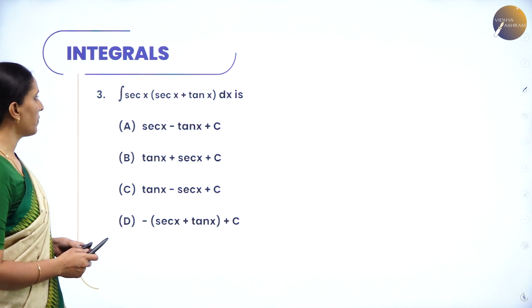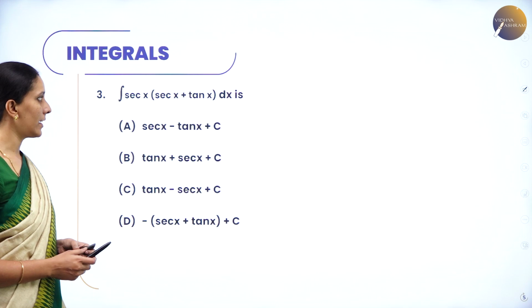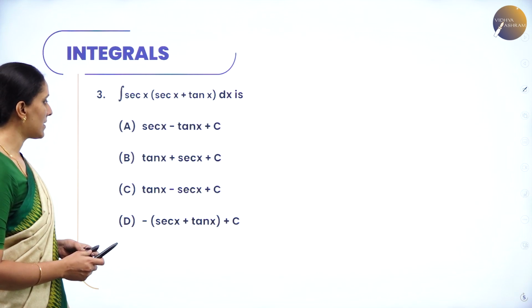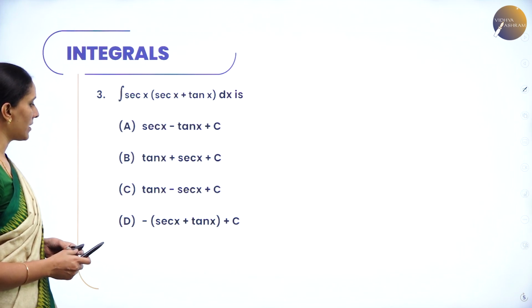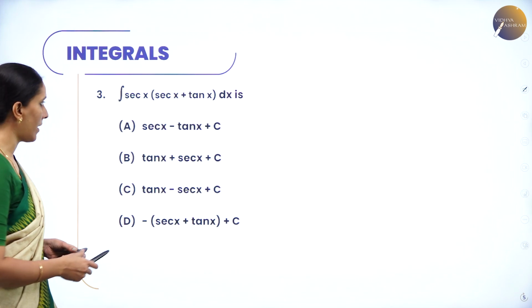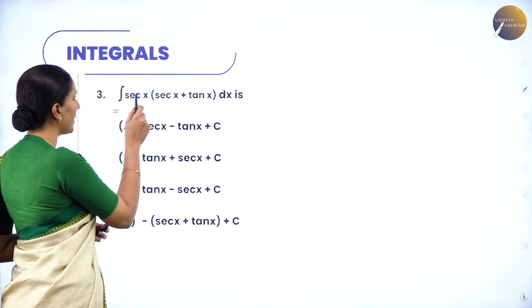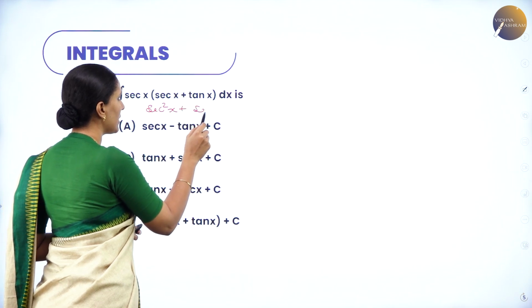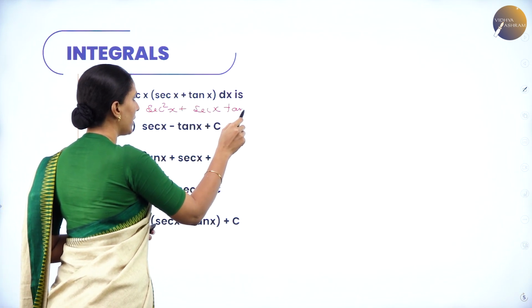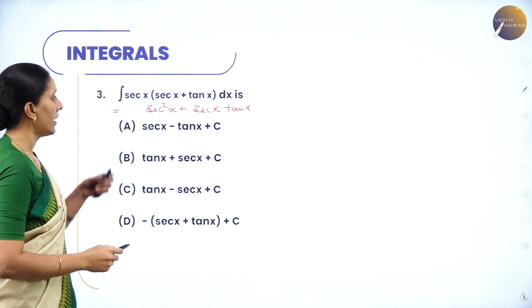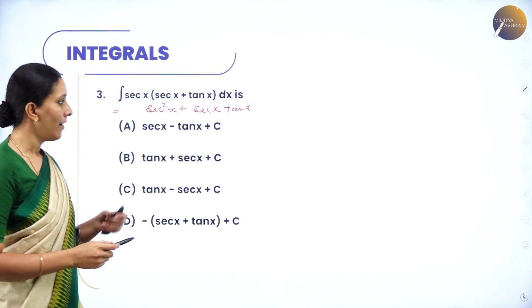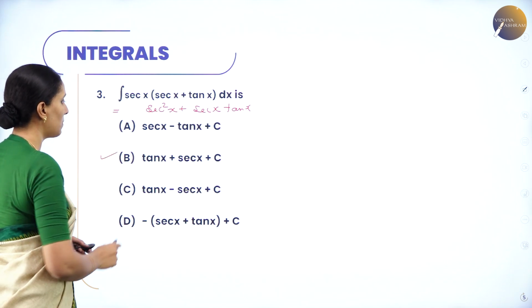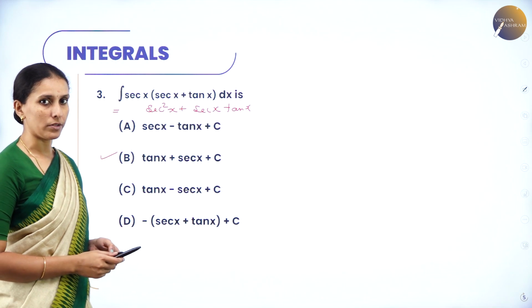Next, integration of secant x into secant x plus tan x dx. So options are given here, secant x minus tan x plus c, tan x plus secant x, tan x minus secant x, minus of secant x plus tan x. Before applying the integration, let us multiply this inside, then we get secant square x plus secant x tan x. When I apply the integration separately for these two functions, integration of secant square is tan and integration of secant tan is secant x. Therefore, tan x plus secant x plus c is the correct option.